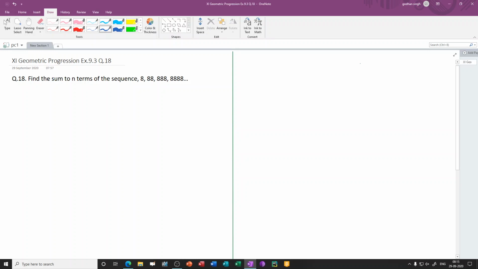Exercise 9.3, question number 18. Find the sum to n terms of the sequence 8, 88, 888, 8888, and so on. Let us solve this question number 18.